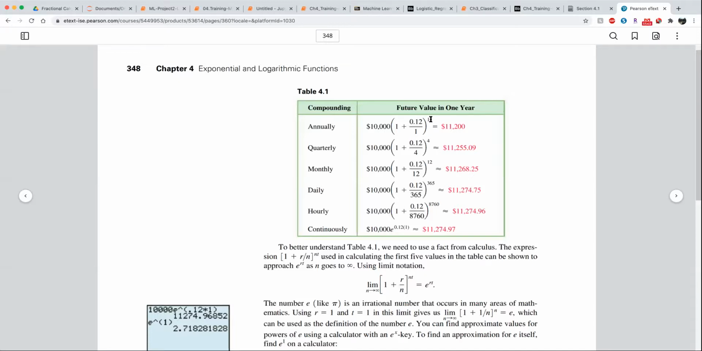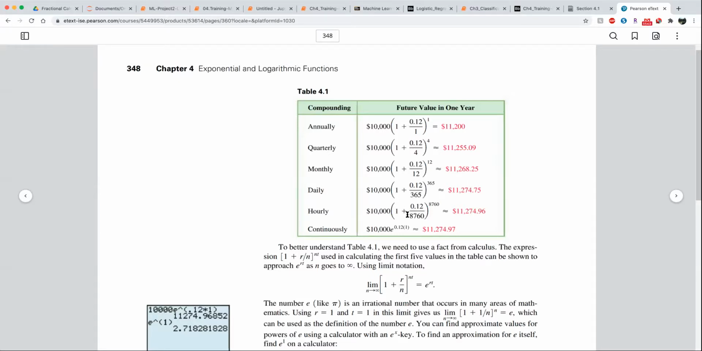And then quarterly is going to be what? How many quarters are in a year? It's 4, right? So n must be 4. You see that is 4 right there in the bottom. And the top one is 4 times 1, because the exponent must be n times t. So n is 4 and t is 1, right? Monthly, n must be 12. Daily is 365.